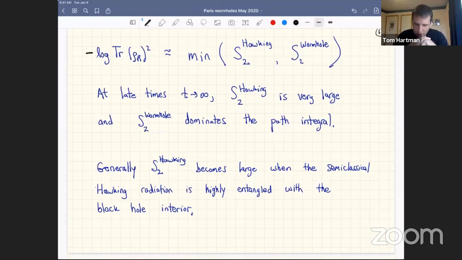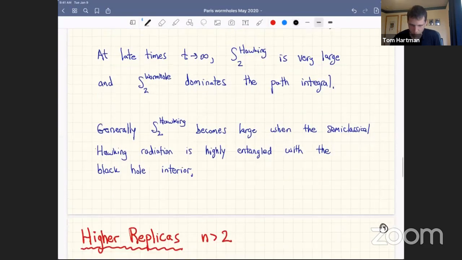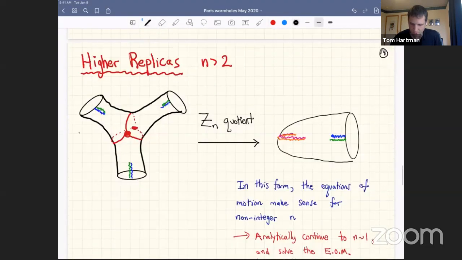At late times, as I said, S2 Hawking is very large and S2 wormhole dominates the path integral. Generally, this S2 Hawking becomes large when the semi-classical Hawking radiation is highly entangled with the black hole interior, which is exactly when you run into paradoxes. So that's really the gist of it.